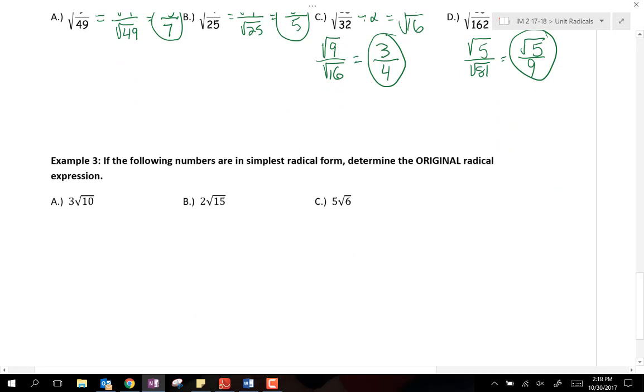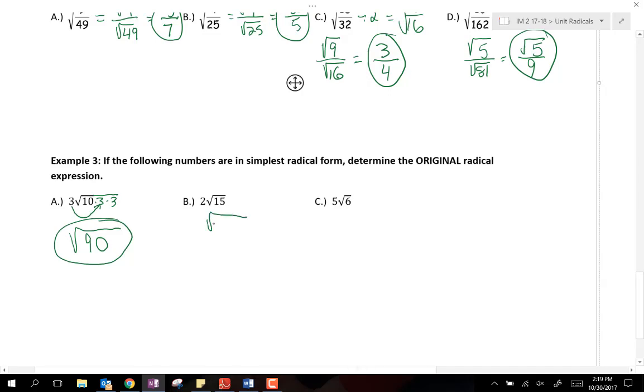Lastly, we need to be able to go backwards. So I have a 3 on the outside and a 10 inside. What was the original problem? When we bring that 3 back in, it becomes 2 because we're looking for pairs when we take them out. Now I'm putting it back in and making a pair. So 10 times 3 times 3 is 90.